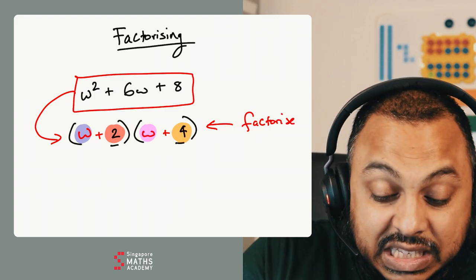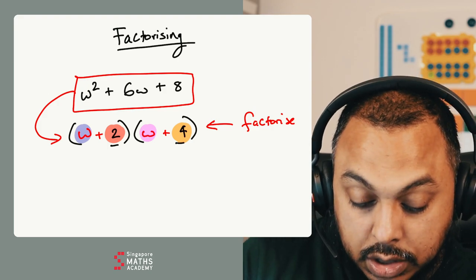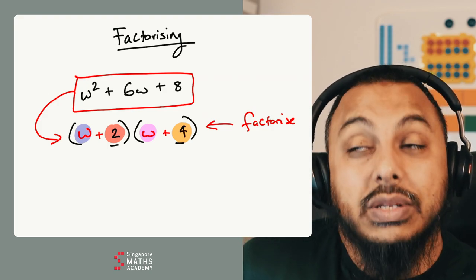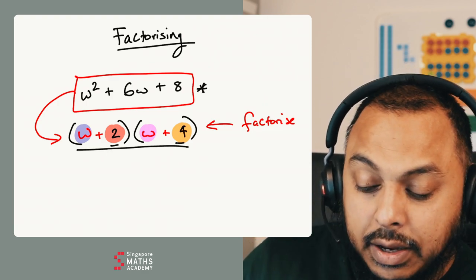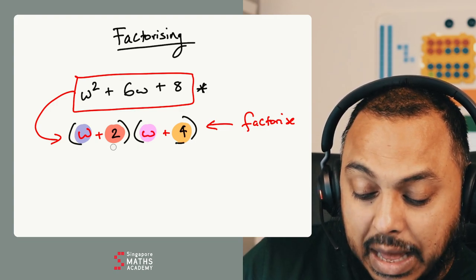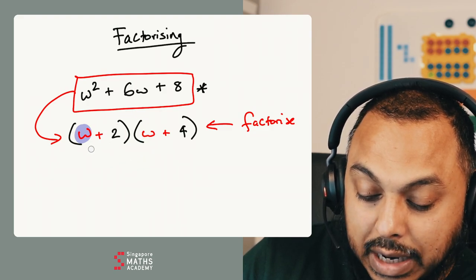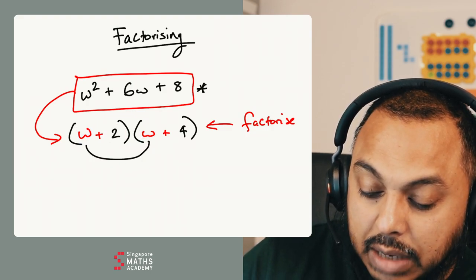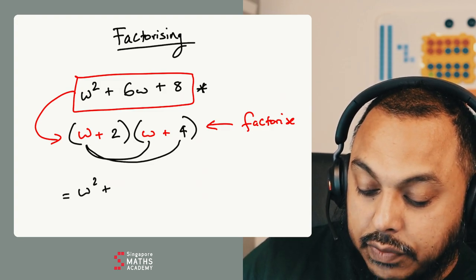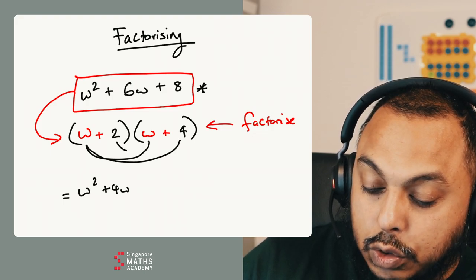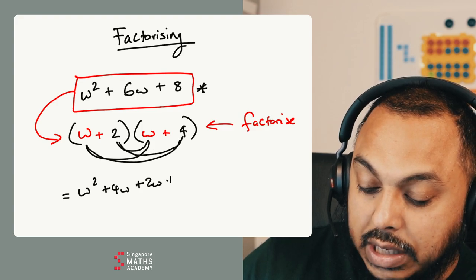I can just expand. I'm not going to expect you to do this for every question. But if ever you're unsure, you can always expand and see, oh, if I expand this, I should get this back, right? So let's see if I expand this, what do I get? w times w is w squared. w times 4 is 4w. 2 times w is 2w. And 2 times 4 is 8.